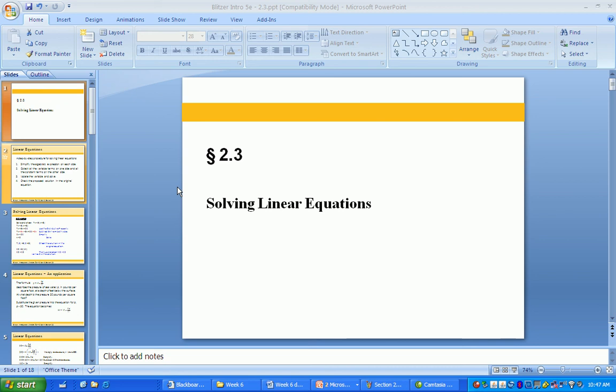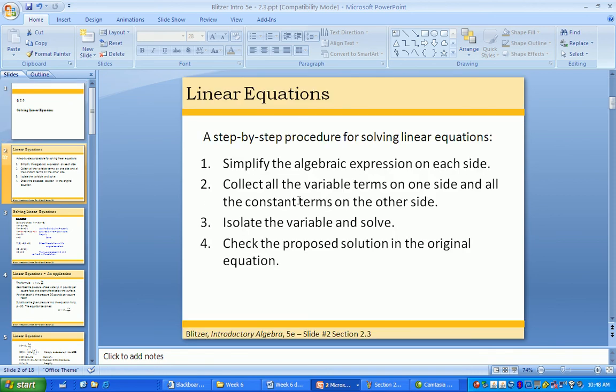Okay, we're going to go ahead and work on section 2.3 now, and this is solving linear equations. This is pretty much just picking up where we left off on the very last part of section 2.2. We're just going to be using the addition and the multiplication properties of equality in this section exclusively. Again, there was a table in section 2.2 that it might be good to print out. This is the same thing, just step by step for solving equations.